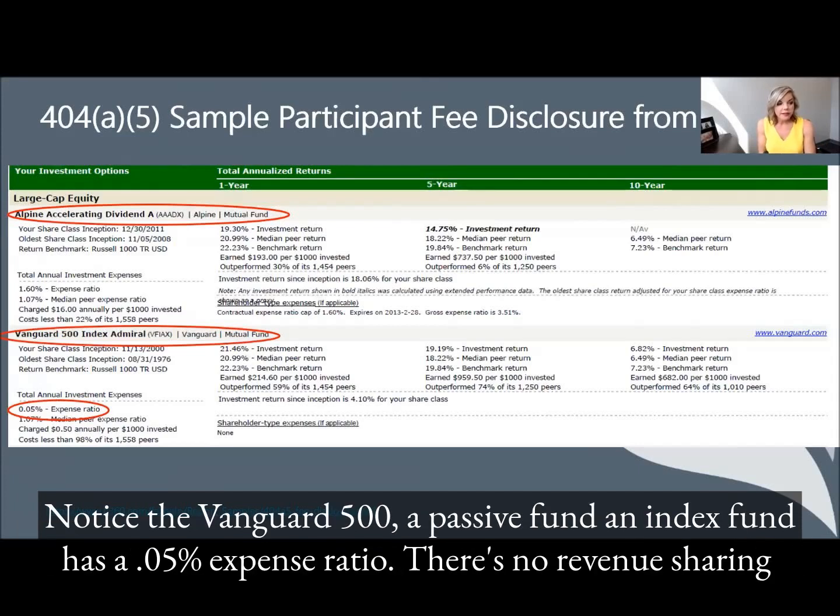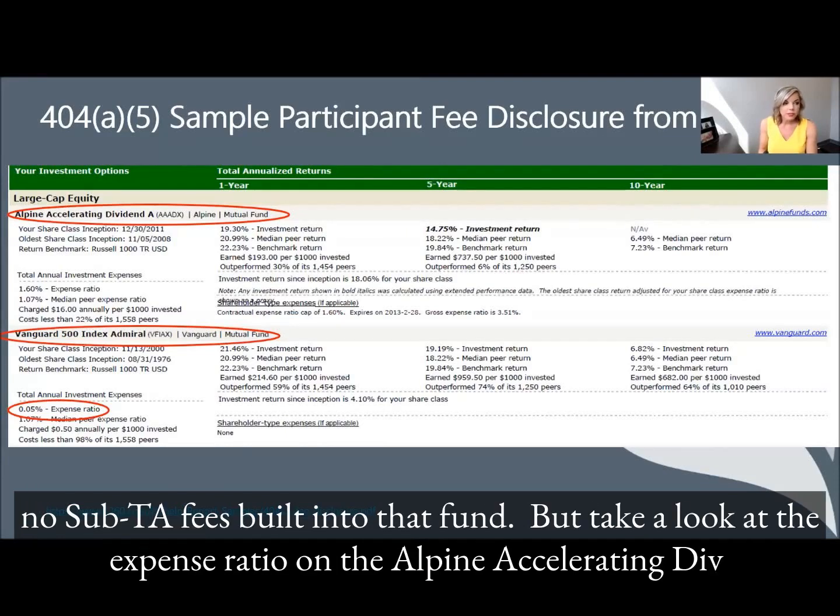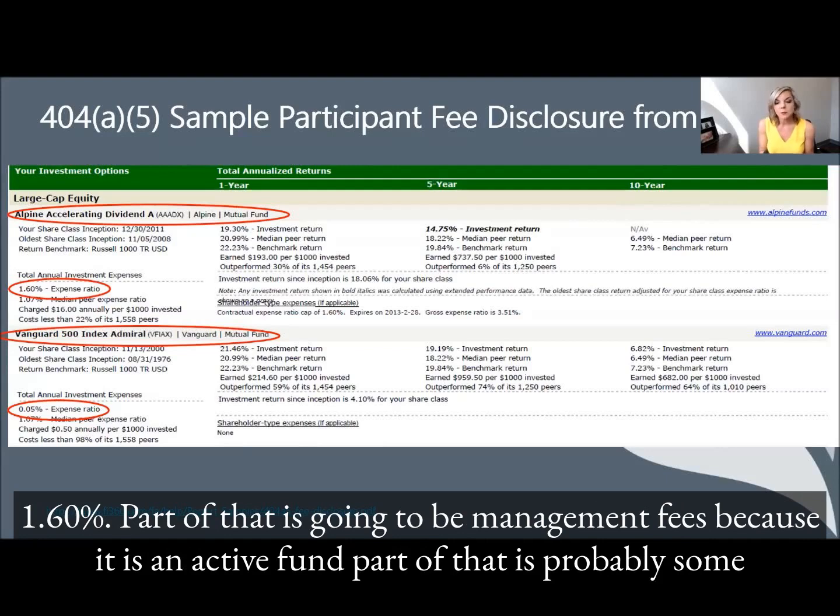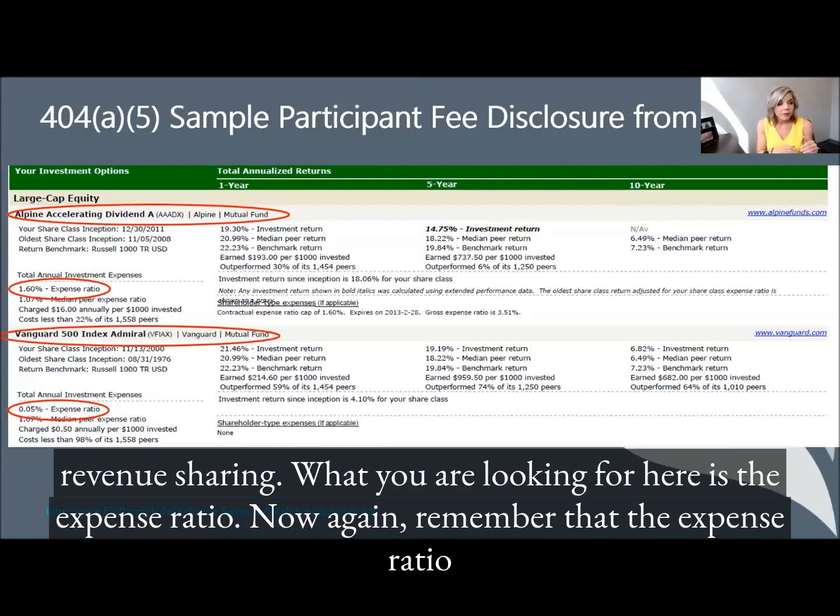Notice the Vanguard Index Fund, a passive fund, an indexed fund, has a 0.05 expense ratio. There's no revenue sharing. There's no sub-TA fees built into that fund. But take a look at the expense ratio on the Alpine Accelerating Dividend, 1.6%. Part of that is going to be management fees because it's an active fund. Part of that is probably some revenue sharing. But what you're looking for here is the expense ratio.